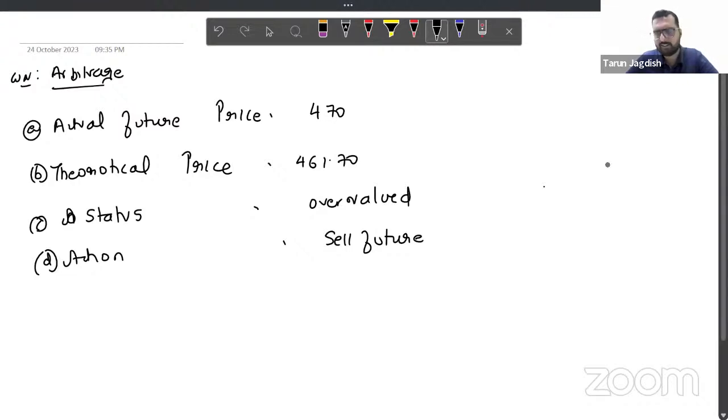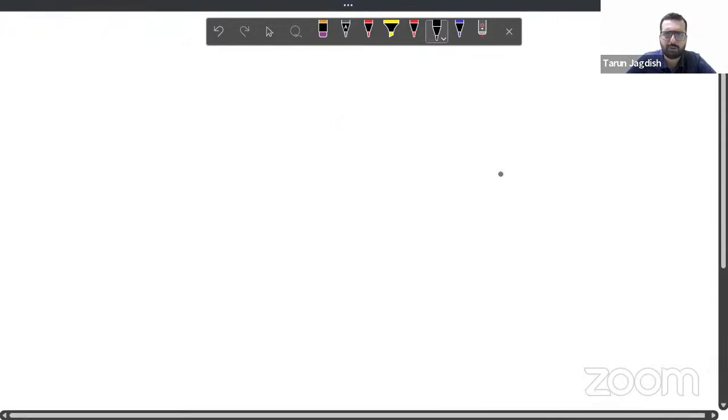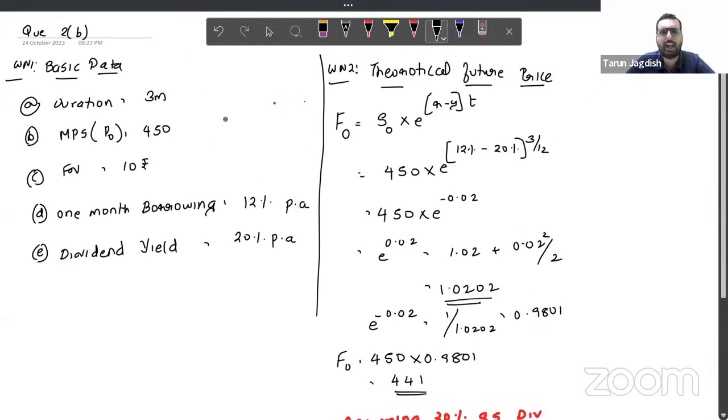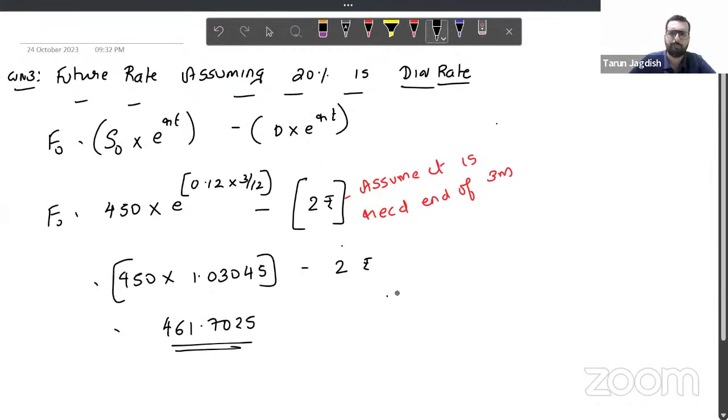In this case, we took two assumptions for calculating theoretical future price, and for both, the actual future price is overvalued. But you have to solve it based on one of the assumptions. You cannot take both. I've given you two because I just wanted you to understand how the answer can come. In the exam, you do it using only one method. Any one is okay.